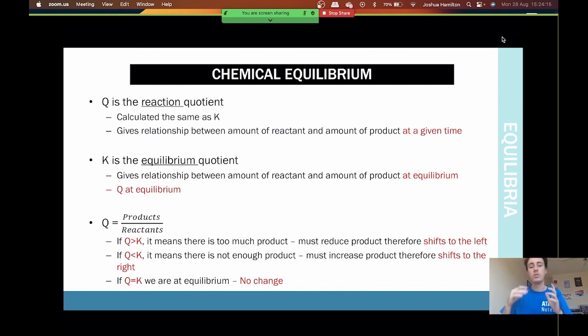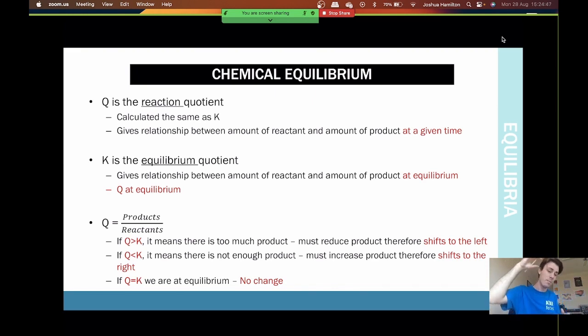So Q and K are the same thing at equilibrium, but you're going to call it a K value because you are at equilibrium. If you're not at equilibrium, you're going to call it a Q value, and that means that a Q value can change. So the Q value is going to show what my reaction needs to do to get to equilibrium. So if Q is less than K, you're going to increase the products because Q is a smaller value. You need to increase the products which are on top, so it needs more products. It's going to shift to the right.